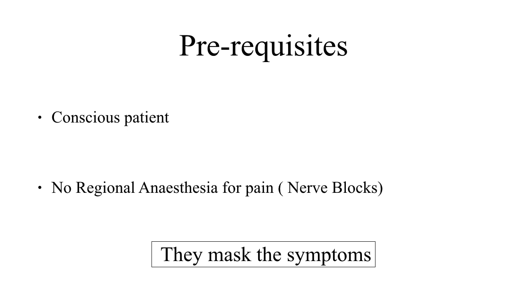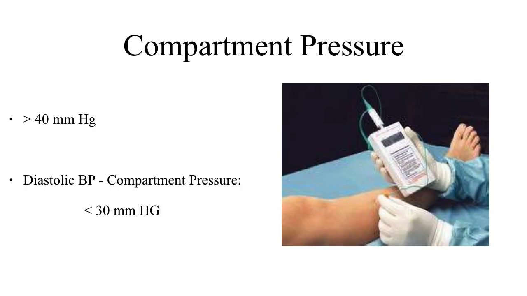So in these cases, that is when an unconscious patient is there and when regional anesthesia has already been given to a patient and you are suspecting a compartment syndrome, it is not possible to diagnose it with clinical features. And in this scenario, you have to measure what is called the compartment pressure. Here, a needle electrode is introduced into the damaged compartment and the pressure within the compartment is monitored.